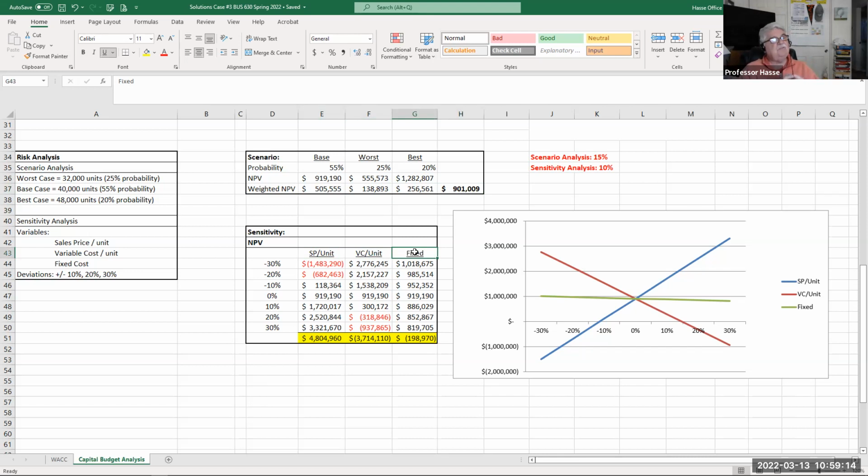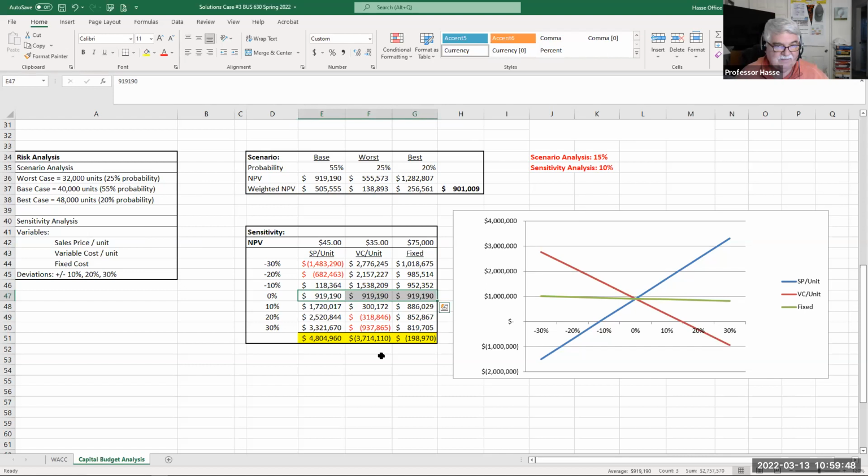We had a change in the variables from our example that we used in class, and I was looking for the fixed amount. So selling price per unit, how it deviates from the original base case of $45 a unit. The variable cost, how it deviates from the base case of $35 a unit, and the fixed cost of $75,000, how that deviates from the base case. And we get these different projections of net present value. Notice at zero change, our present value is the same as the base case.